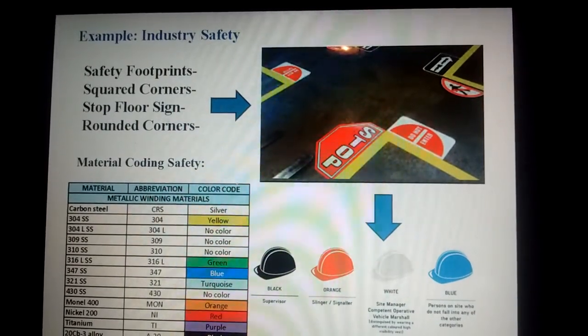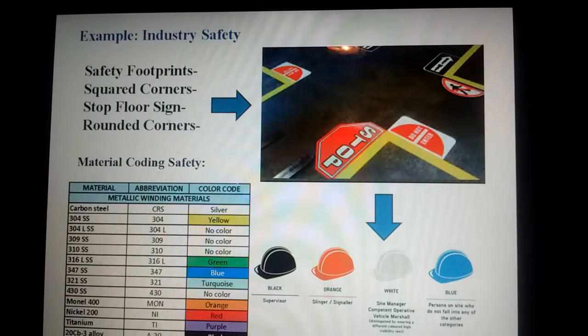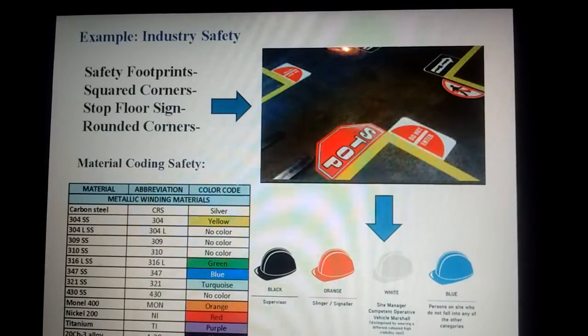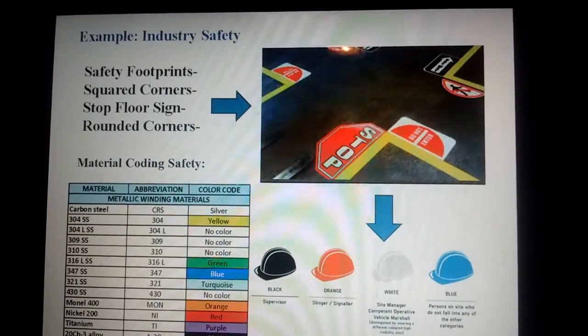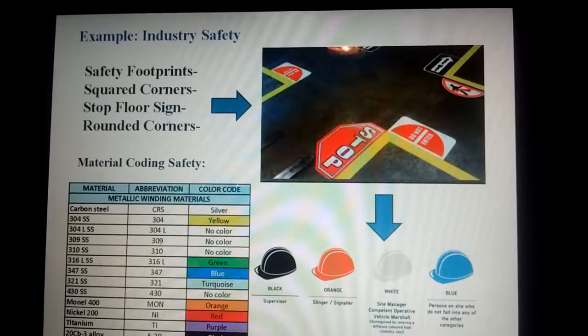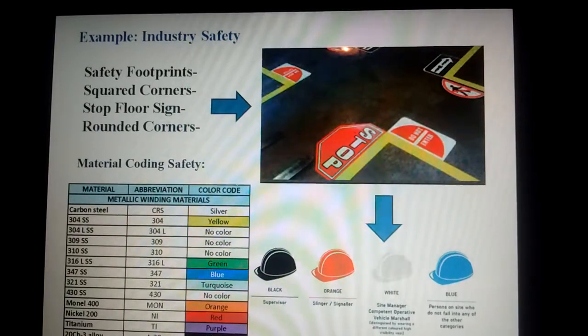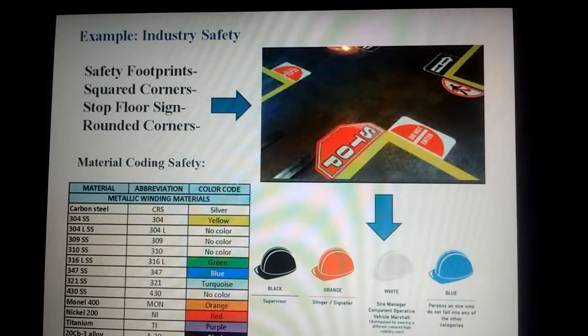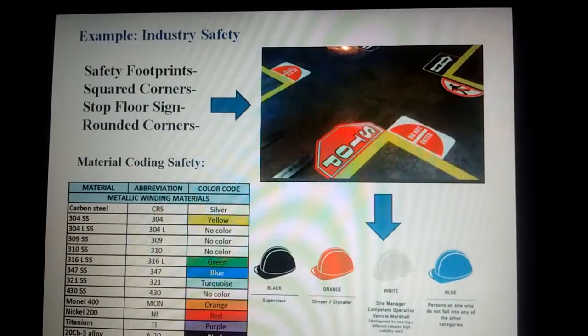Safety footprints are present on the floor. Square corners are also present on the floor. The stop floor sign is present on the floor, and rounded corners are also present on the floors. Why is this symbolic representation safe for the industry? We are coming to the details.